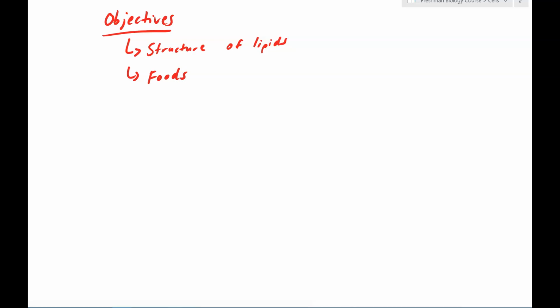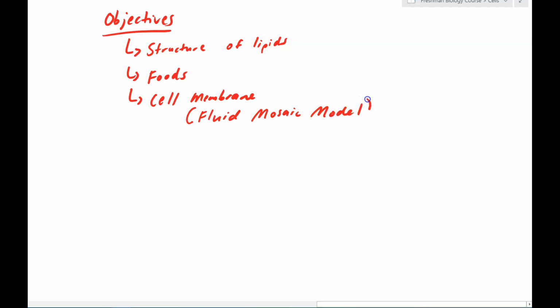So our main goals for this lesson, our main objectives, are to take a look first of all at the structure of lipids. We're going to evaluate foods that are high in the different types of lipids. So we're going to be looking at basically good fats and bad fats. We'll go through that quickly, as again you would have already done that in the PSA. And then we're going to take a look specifically at the cell membrane and the structure of the cell membrane and talk about how it is what we call the fluid mosaic model. So we are going to address all of those topics here today.